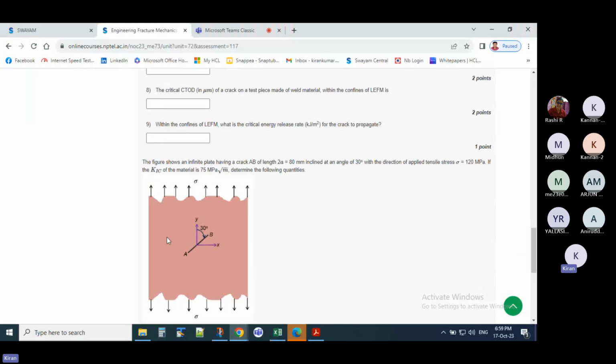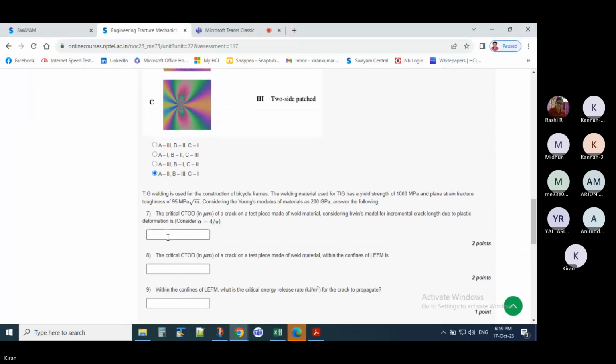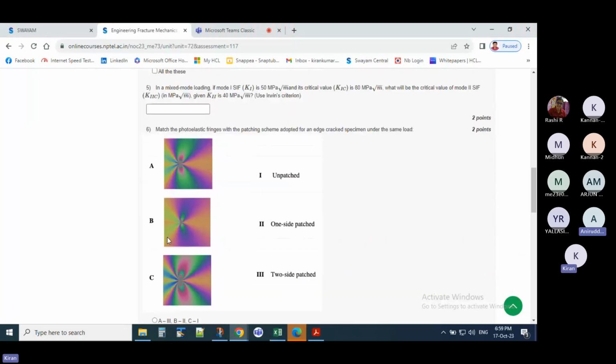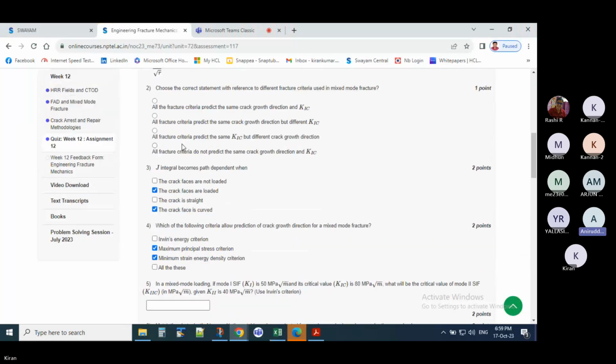Apart from this, which one is the more critical one? This one here? Someone will go with option 1 and someone says option 4. Yeah, that question: choose the correct statement with reference to different fracture criteria.